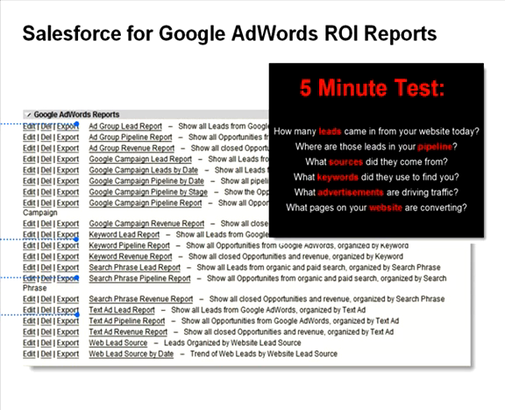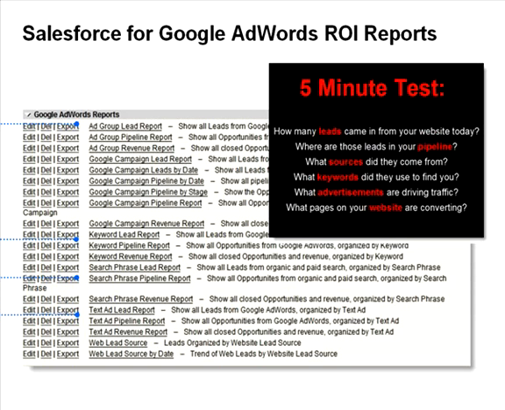So I talked about that 5-minute test. These are the reports that come standard with Salesforce for Google AdWords. You've got a number of ROI reports at the ad group, the campaign, the keyword, and the advertisement level. So in terms of how many leads came in from your website today, of course, you can just run a lead report. You can do that by the ad group or campaign or text ad or keyword. Where are those leads in my pipeline? I can run a pipeline ROI report. I can understand which of my keywords and text ads are not only driving traffic, but they're driving new business.